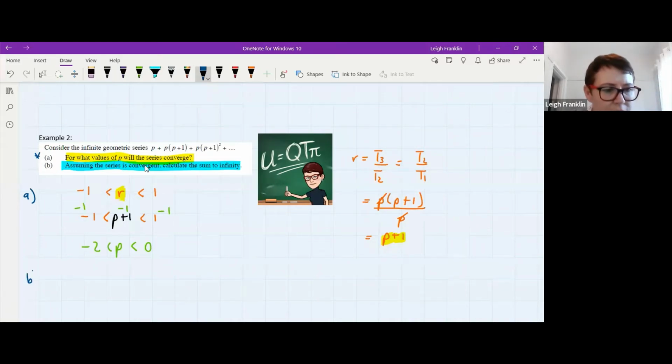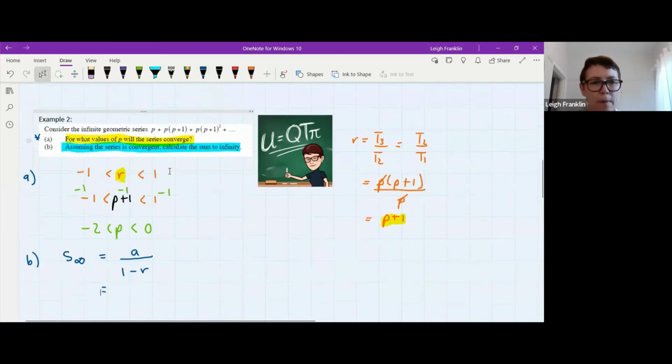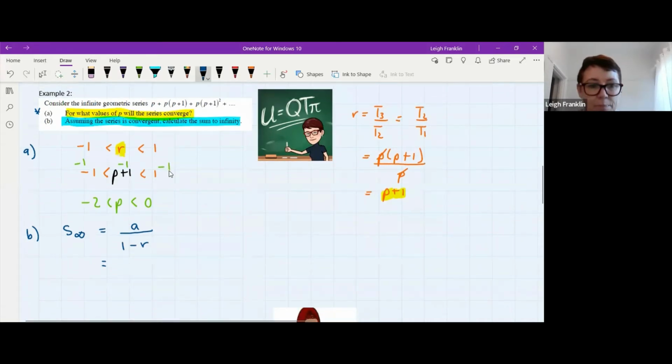The sum to infinity formula is equal to A over 1 minus R. Our value for A in this case is equal to P. Good, well done. A is equal to P. And R, if you recall, was equal to P plus 1.